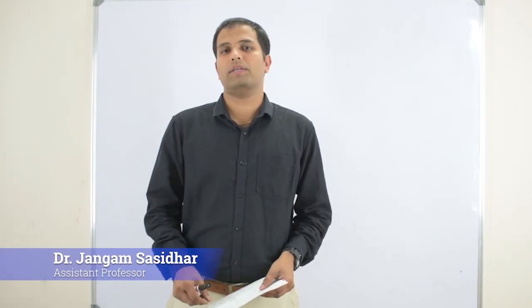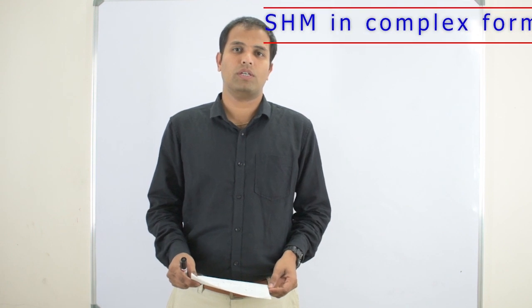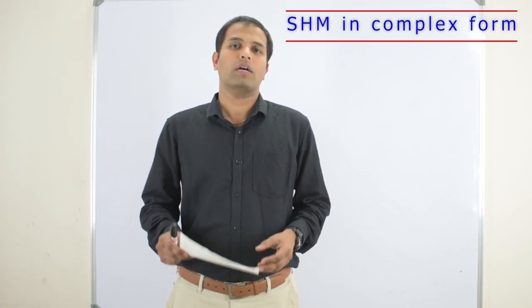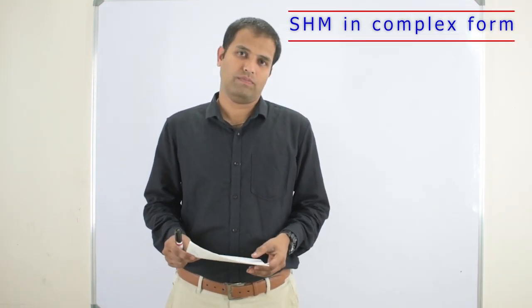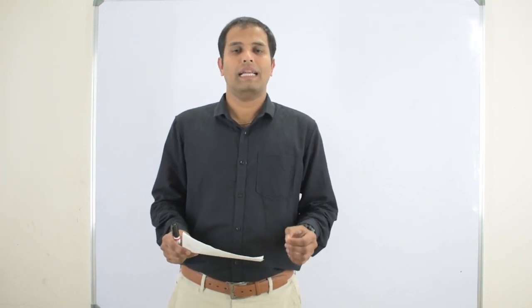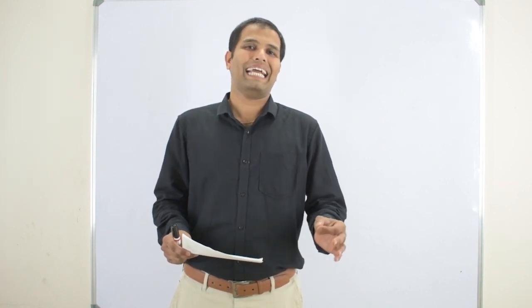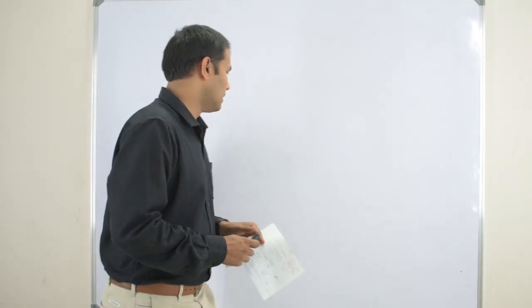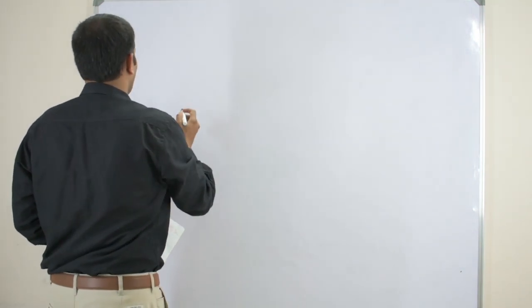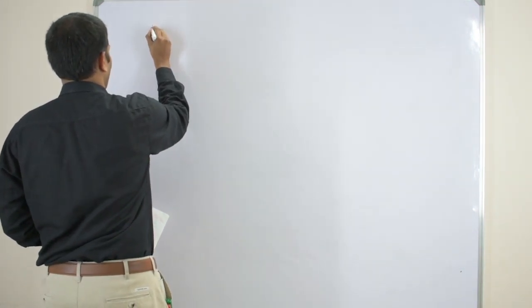Now we will discuss how we can represent simple harmonic motion in complex number form. Let us suppose a vector is represented by a complex form in the xy plane. We can draw it like this.